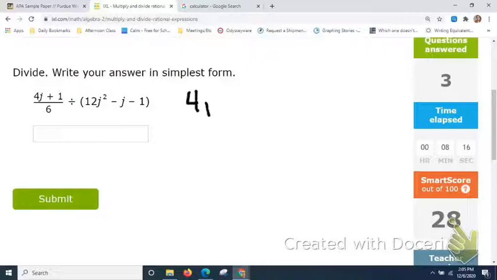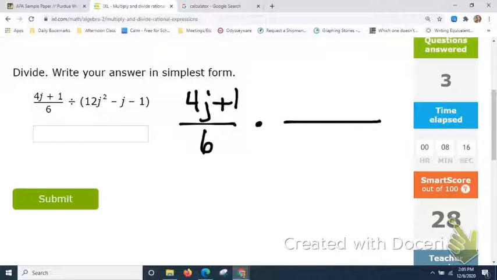So the 4j plus 1 is on top, 6 is on bottom. We're dividing by this stuff, so that stuff is going to be in the bottom, and I'm going to put a 1 on the top. Anytime I just have something that's like a whole number or a polynomial, it's always understood that it's over 1. And then if I need to flip that to multiply by the reciprocal, then the 1's going to be on top. And now I'm going to be factoring this.